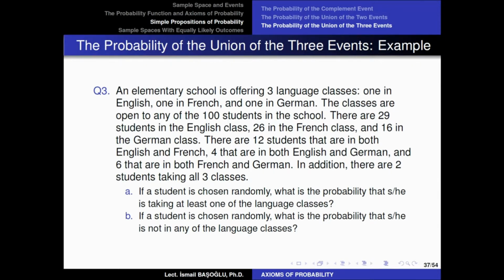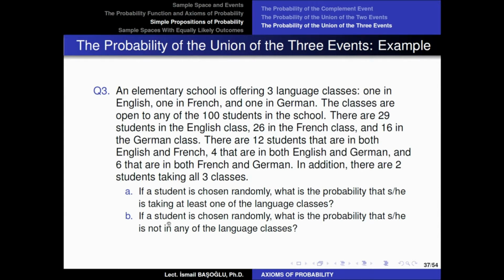The question asks: if a student is chosen randomly, among 100 students in the school, what is the probability that she is taking at least one of the language classes? With the given information, I don't know if you have realized, but there may be some students who are not taking any of these language classes. So there is a chance for a randomly selected student to take at least one of these classes.